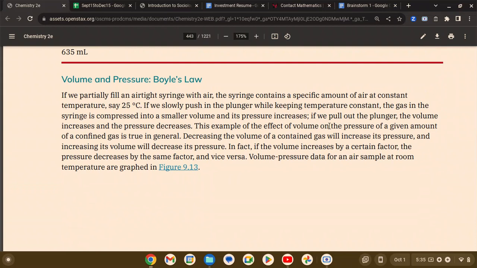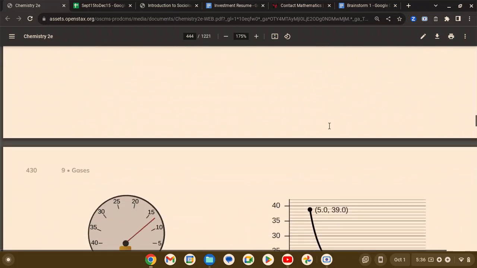This example of the effect of volume on the pressure of a given amount of a confined gas is true in general. Decreasing the volume of a contained gas will increase its pressure, and increasing its volume will decrease its pressure. In fact, if the volume increases by a certain factor, the pressure decreases by the same factor, and vice versa. Volume-pressure data for an air sample at room temperature are graphed in figure 9.13.